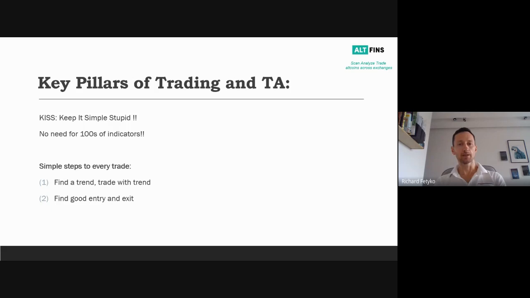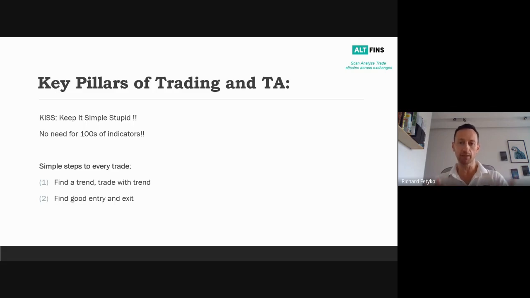So the key pillars to trading and technical analysis, for me, as I mentioned, a good rule in life, and certainly applies to trading as well, is keep it simple, stupid. KISS. Keep it simple, stupid. You don't need 100 indicators. A lot of beginner traders get really bogged down with so many signals, indicators, this and that, and then you're just really at a loss of what should be your strategy or what should be your entry and exit. So let's keep it simple in the beginning.